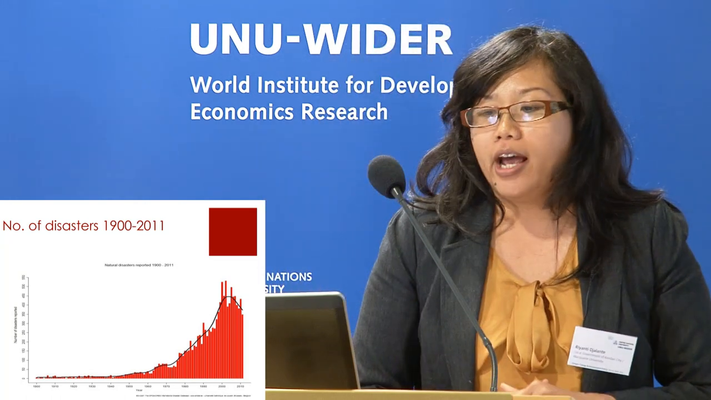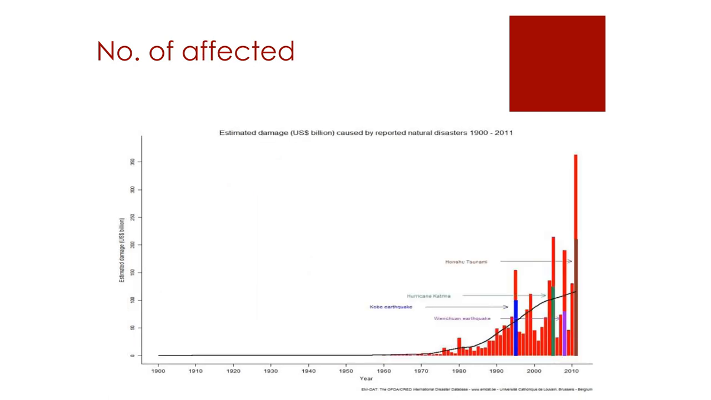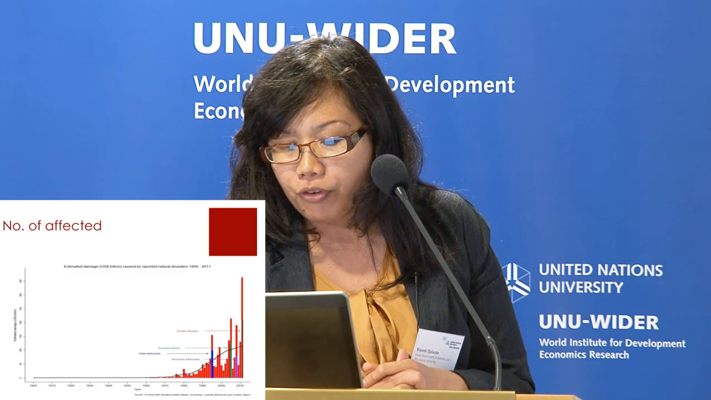So what about the number of deaths it has caused? Fortunately, as you can see from this graph, there has been an exponential decrease in the number of deaths as well. So we know that what we are doing at the moment for disaster management or disaster risk reduction is working. And then what about the number of people affected? As you can see here, it increases as disasters happen more frequently.